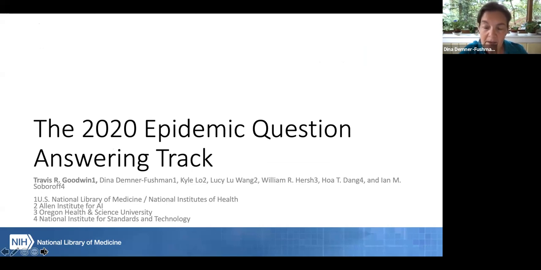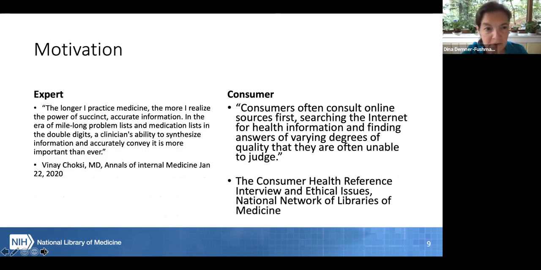And as the TREC-COVID evaluation was winding down, we started working on this next step, the question answering step. And the main driving force was Travis Goodwin. He was the main organizer, and we helped as we went. And as I said, not that this group needs motivation, but people need question answering. We have these experts that are saying that they don't have time to analyze the literature. They really want the answers.